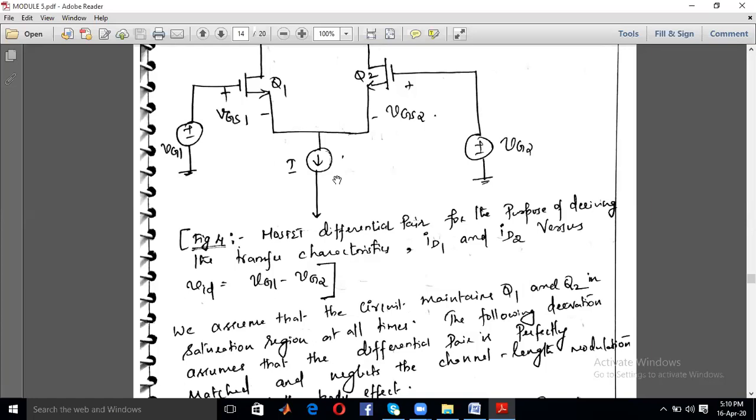Actually, what is the input voltage here? It is not VGS1, it is not VGS2. It is actually the difference between VGS1 and VGS2, that is VID. Understood? Based upon this VID, the changes in VID should reflect the changes in the corresponding currents. So that change in ID with respect to VID will be plotted in a graphical way. That is what is known as transfer characteristics. Based upon those transfer characteristics, we are going to plot all these things.